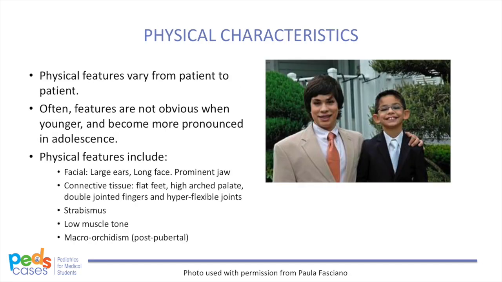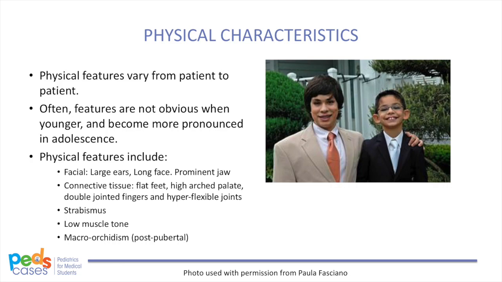Now, our patient had no significant physical exam findings, but in patients with Fragile X, depending on the age, they can have typical features that vary from patient to patient. Facial features including large ears, prominent jaw and forehead, and a long face. Other problems that can be found are connective tissue problems like strabismus, flat feet, high arched palate, mitral valve prolapse, double jointed fingers, and hyperflexible joints. In adolescents, there can even be large testes. And as we know, Fragile X isn't just associated with physical findings.